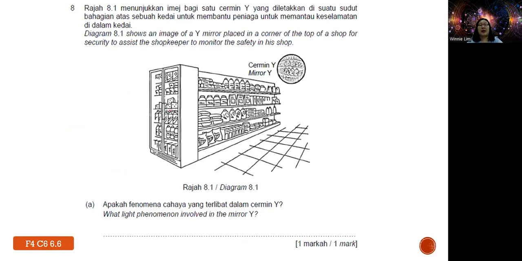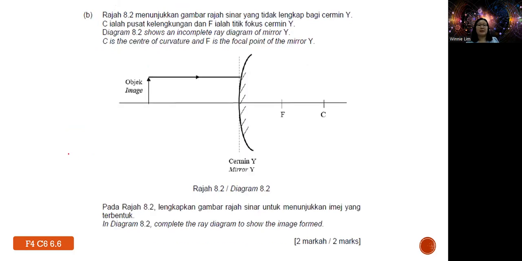Okay, then the last structured question is on the last topic, on mirror. Diagram 8.1 shows an image of a mirror placed in a corner at the top of the shop for security, to assist the shopkeeper to monitor the safety in his shop. What light phenomenon is involved in the mirror? Of course for mirror, you have the concept of reflection.